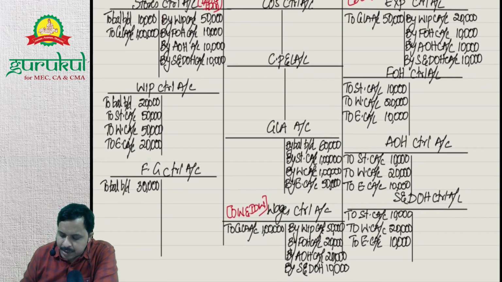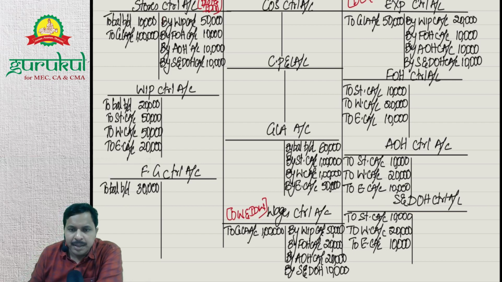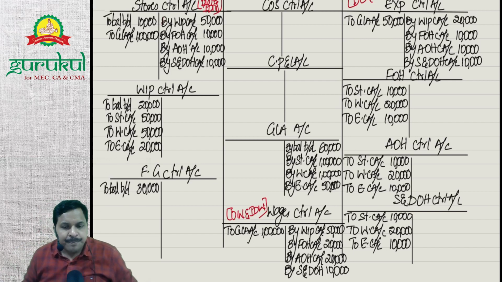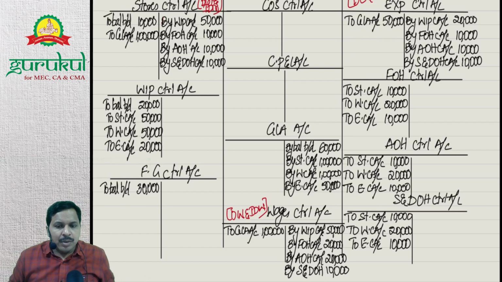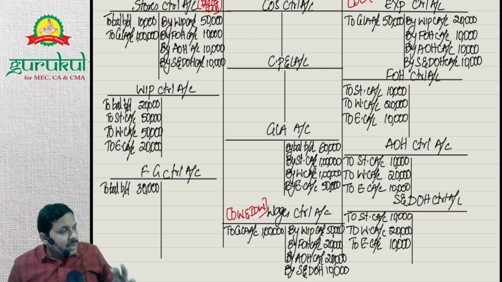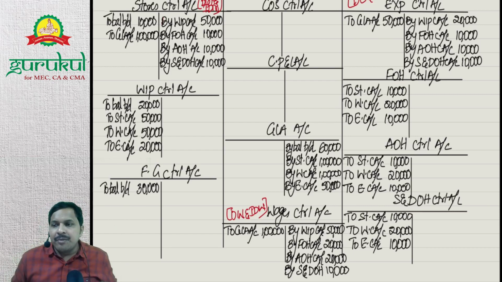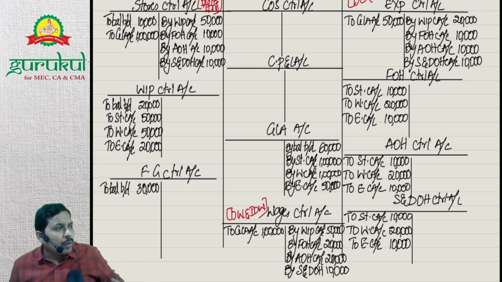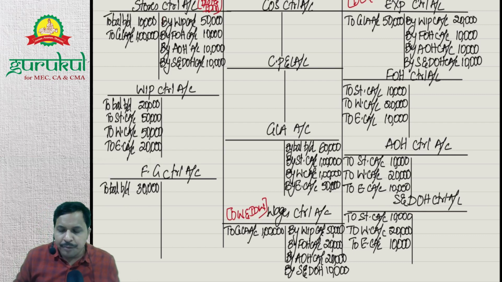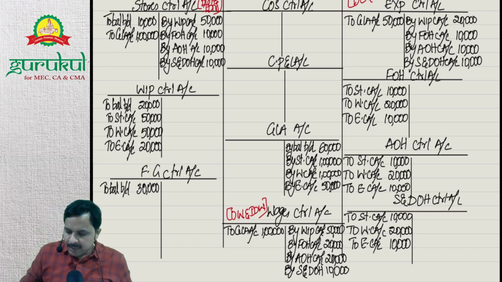Now, what we should do is start with closing our entries, that is, closing our ledgers. While closing, we start from wages. From wages, we close till selling and distribution. And once again, we start from stores to GLA. So that is the procedure. First, we try to close the ledger account starting from where? Wages.